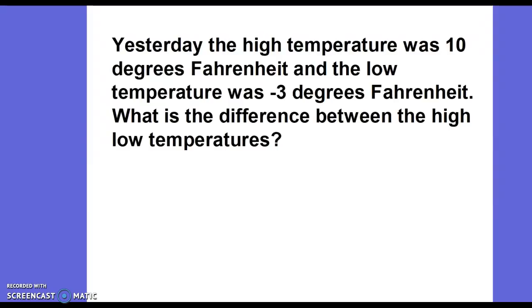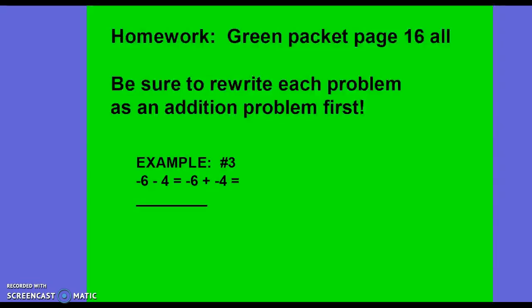Okay, your homework tonight is going to be problems just like the ones I just worked with you. I want you to do the green packet, page 16, all for homework. You can get started on it right now if you still have time, if the sub hasn't transitioned you into collaborative. I would like to stress that I want to see that you've rewritten each problem as an addition problem first. So if you look at number 3 on page 16 in your green packet, it says negative 6 minus 4. I'd like you to show me that you rewrite that as negative 6 plus a negative 4, and then tell me the answer. So this is very important. I want to see that part for every one of your problems.